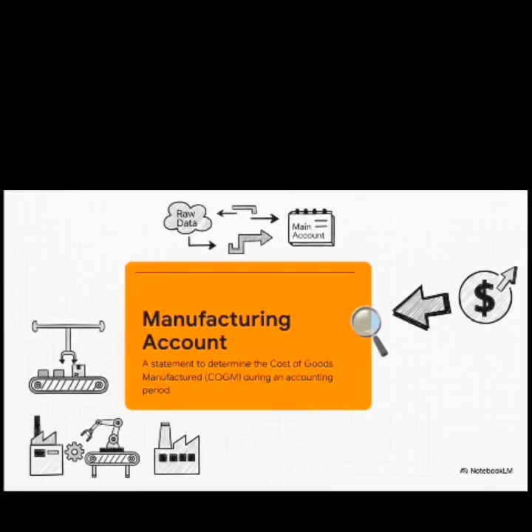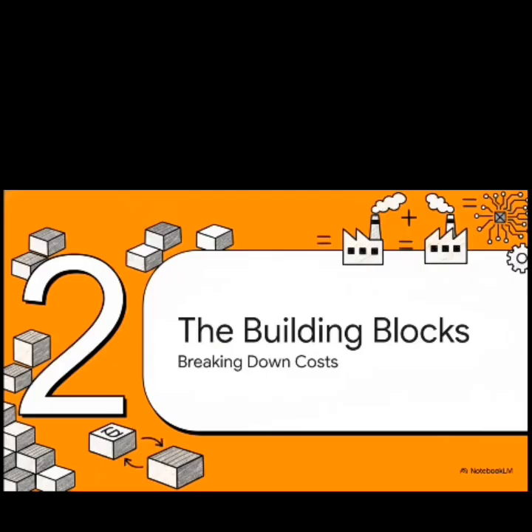So, what exactly is it? Well, the manufacturing account is a special statement that's all about calculating one single, crucial figure: the total cost of goods manufactured, or what we all call COGM, for a specific time period. Basically, it acts like a bridge. It takes all that messy data from the factory floor and turns it into one clean number that the main accounts can actually use.